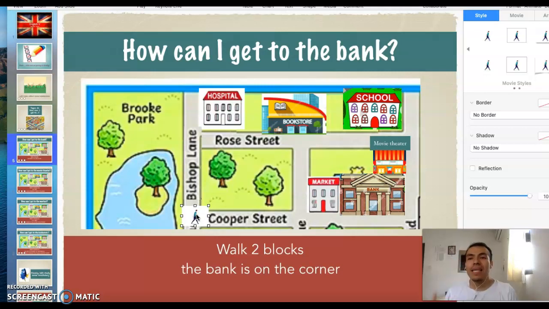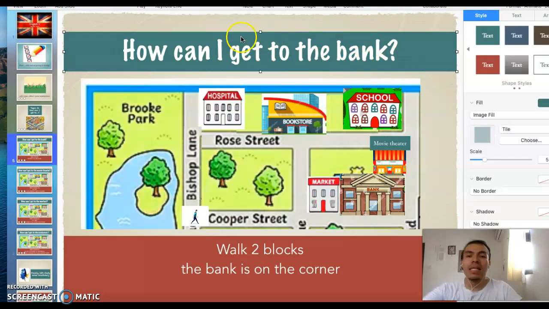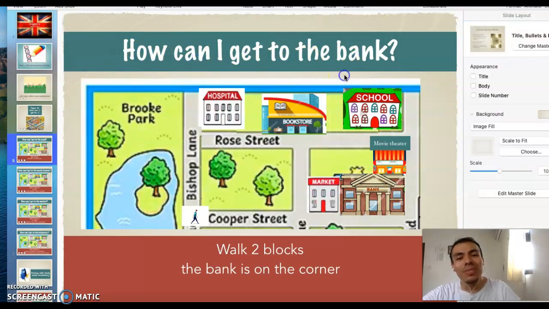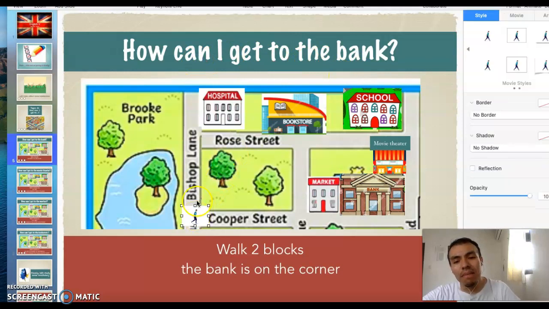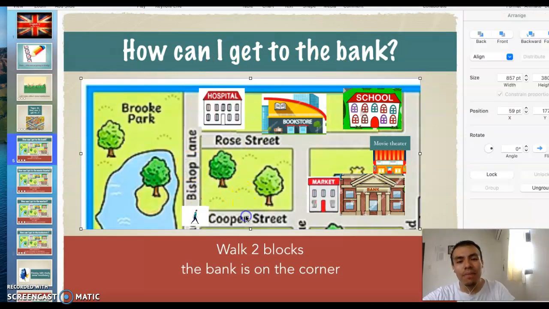Okay? And in this slide, we are going to start by observing 2 important things. The position of the person and the position also of the place that is in the question. In this situation, we have the question in color green that is, how can I get to the bank? How can I get to the bank? The person is here between Bishop Lane and Copper Street.